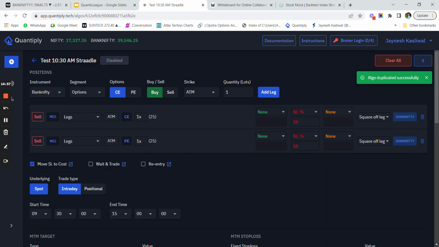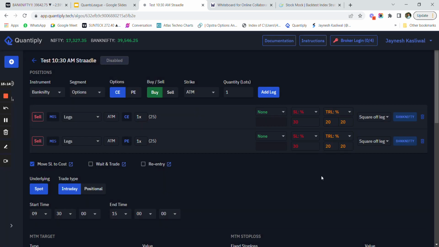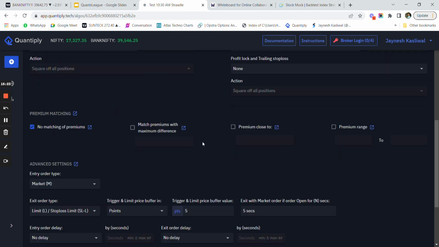In this I have to change the settings. So from SL 10% I will change the SL to 30% here. SL is moved to cost, and then add TSL percentages, right? So 20%, 20%. It is really important that you add TSLs also to some strategies to reduce the correlation between the strategies. Change the timing to 1030, and here we'll change the timing to 1515.